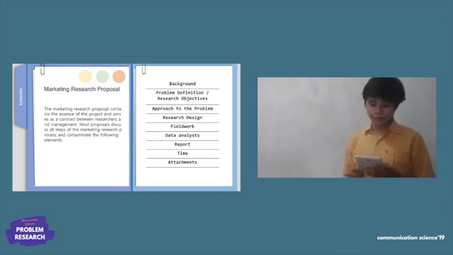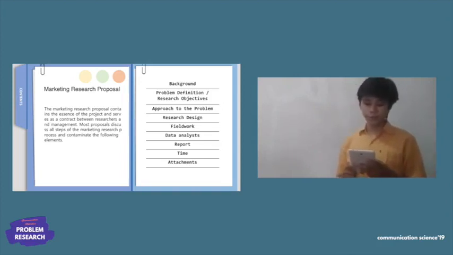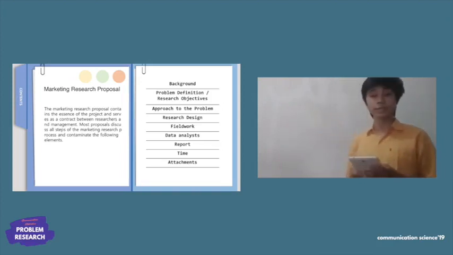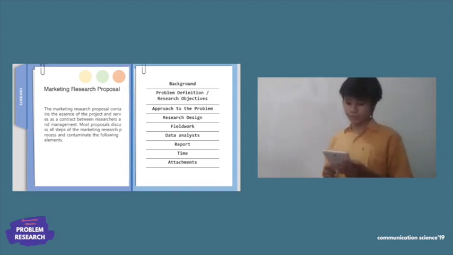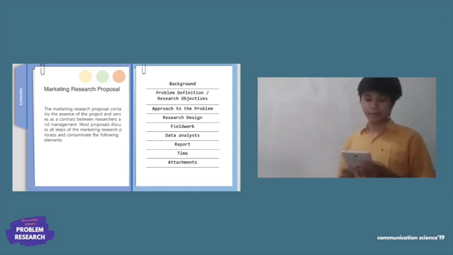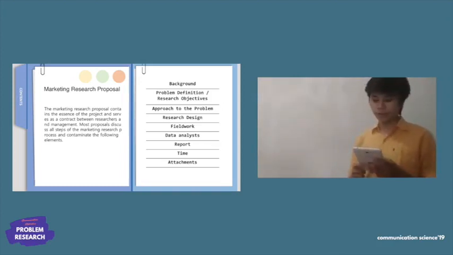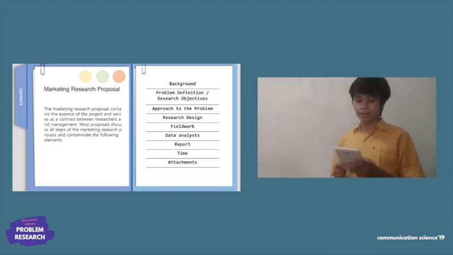Eighth, reporting. The proposal must determine whether an intermediary report will be presented and at what stage, what the final report form will be, and where a formal presentation of the results will be made. Ninth, cost and time. And tenth is attachment. Any statistical or other information that only interests a number of people must be included in the appendix.